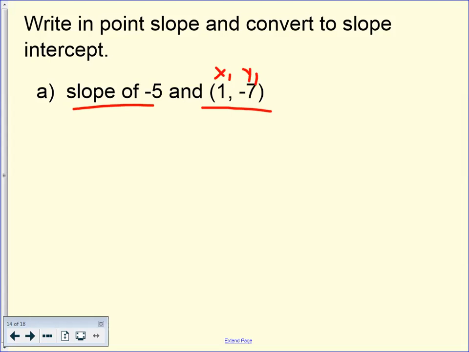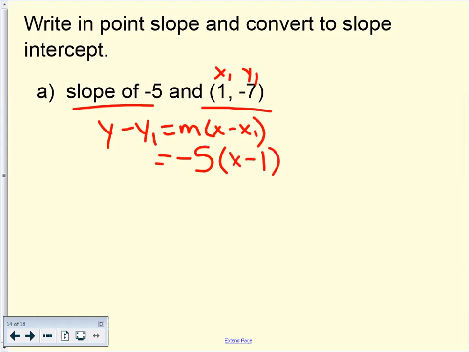So y - y1 = m(x - x1). My slope is negative 5. My x1 is 1, but it was positive, so it's going to change to negative. My y1 is negative 7. It was negative, so it needs to change to positive. All right, so I got my point slope, but I'm not done because they want us to be in slope intercept. So let's go ahead and distribute.